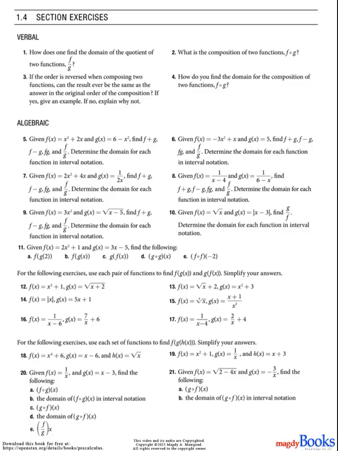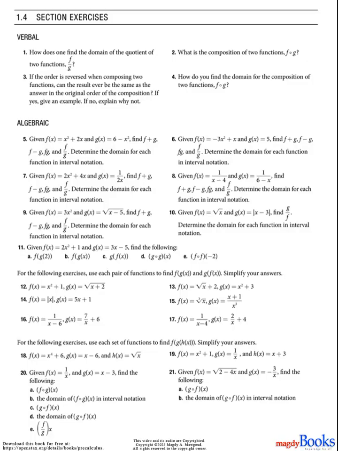7. Given f of x equals 2x squared plus 4x and g of x equals 1 over 2x. Find f plus g, f minus g, fg, and f over g. Determine the domain for each function in interval notation.